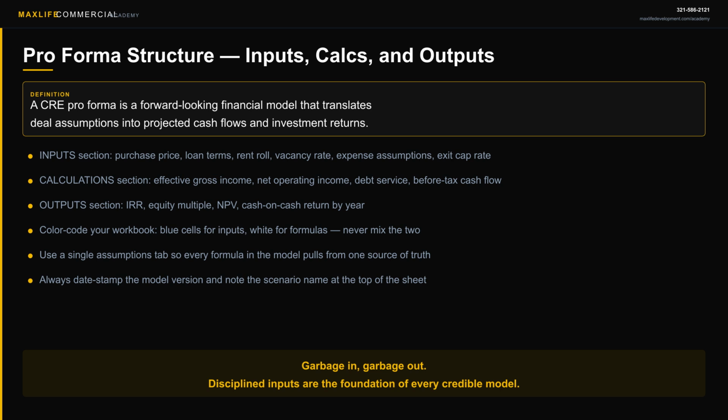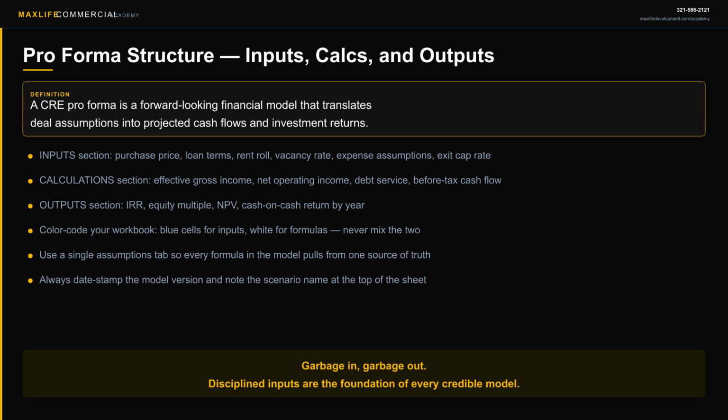The calculations section is where Excel does the work. This is where you compute effective gross income by applying vacancy to potential gross income, where you subtract operating expenses to get NOI, and where you subtract debt service to get before tax cash flow. The output section is the scoreboard: IRR, equity multiple, NPV, and cash on cash return displayed cleanly so any investor can read the results in 30 seconds.